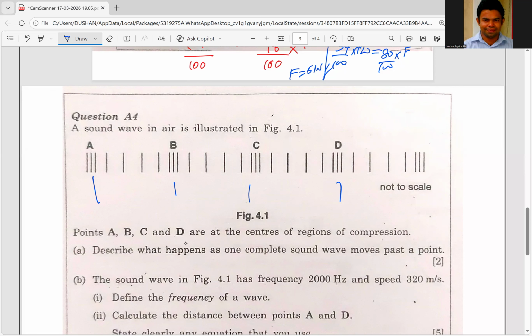Compression and rarefaction. Describe it. Then what you wrote? When it's passing through A, B, C, D, the wavelength is short and has a higher frequency due to its inverse proportional relationship. When it has completed one sound wave and passes a point, its wavelength increases and frequency decreases. Velocity remains the same.